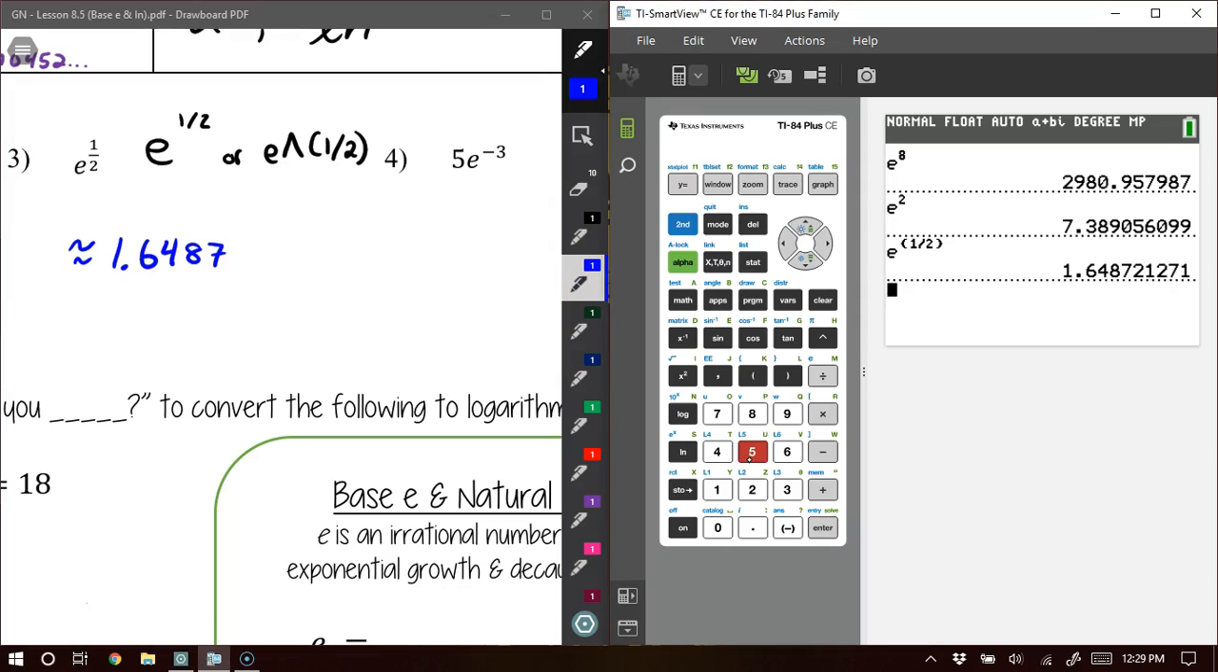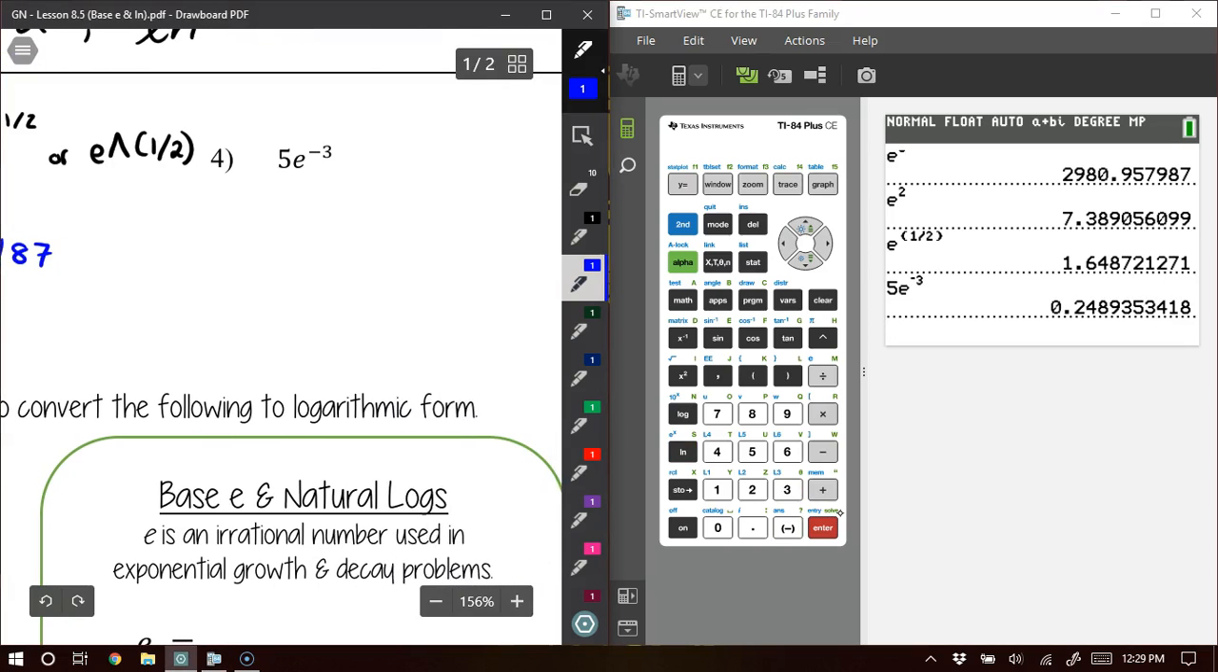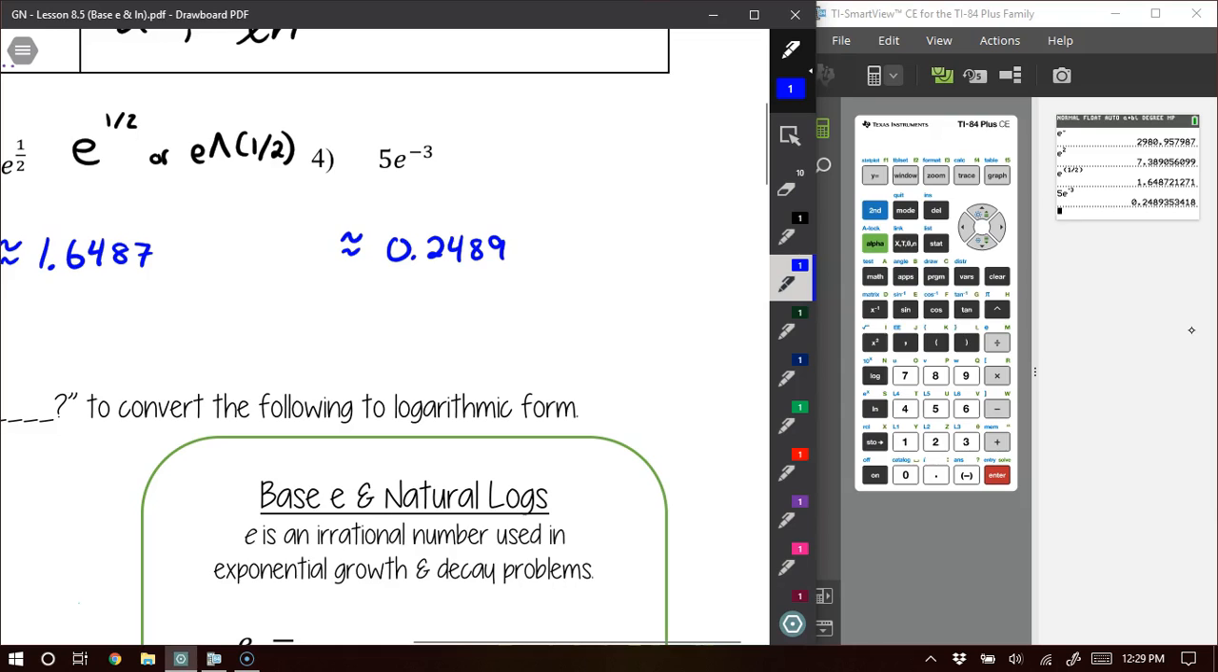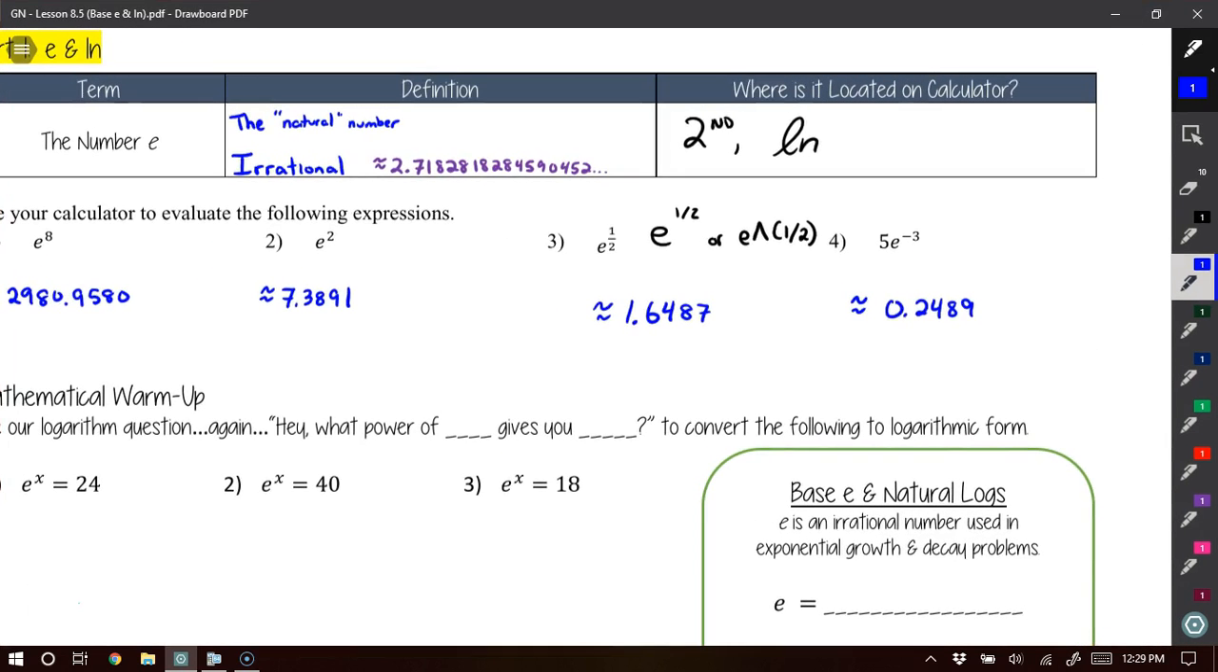I can even put a number in front, a 5 in front, a second ln, and type in my -3. So I can even add coefficients to it. When I do that, I'm going to get approximately 0.249. So the first 4 problems in the notes are just meant to make sure you know where to find the power e on your calculator.